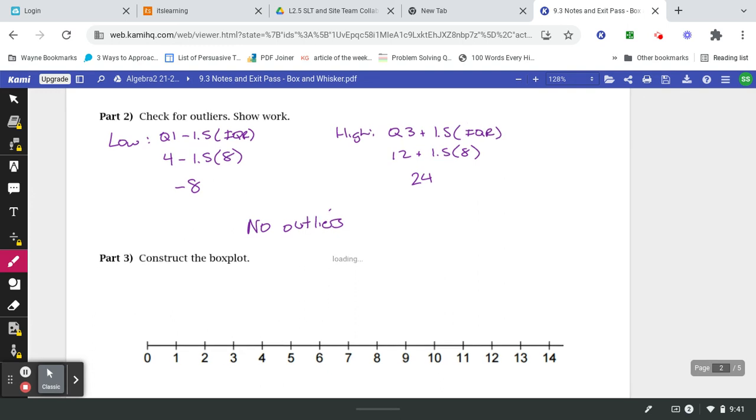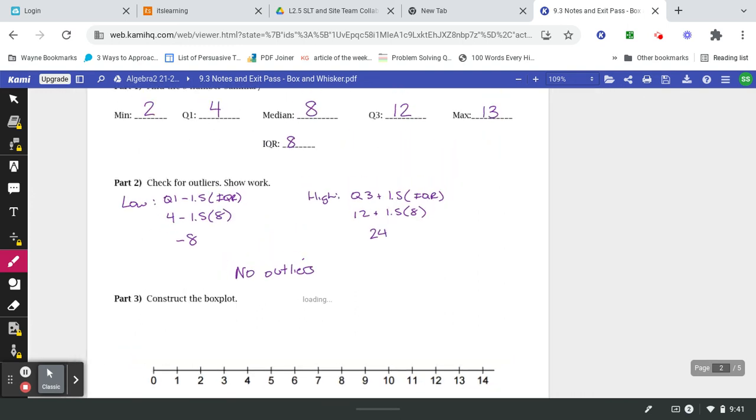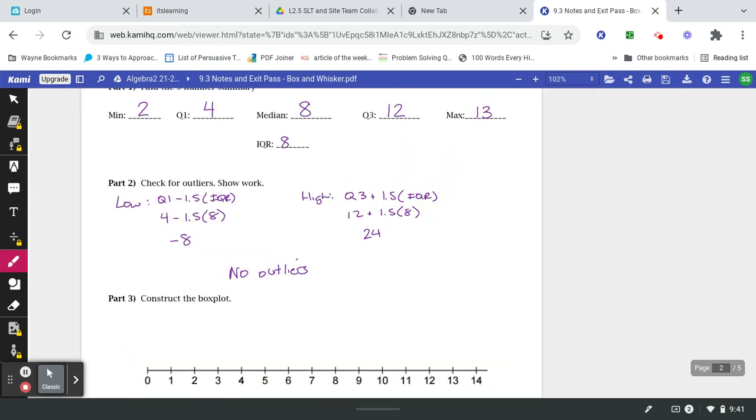So let me make this a little smaller so I can see up here for my minimum, maximum stuff. All right, here we go. So your minimum would be 2, put a dot. Q1 is 4, put a line. Median 8, put a line. Q3, 12, put a line. Max 13, put a dot.